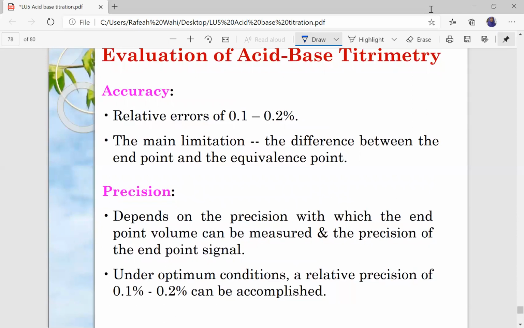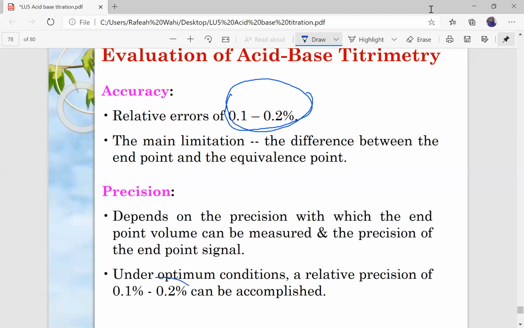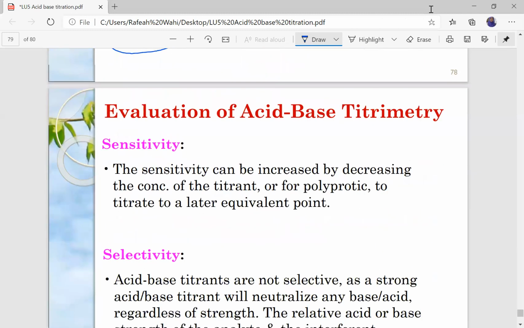Another factor is the precision of acid and base stoichiometry. It depends on the precision with which the endpoint volume can be measured and the precision of the endpoint signal. Under optimum conditions, a relative precision of 0.1 and 0.2% can be accomplished. So we know that for accuracy, this is the main range, and for precision, this is the main range. So it's quite good.